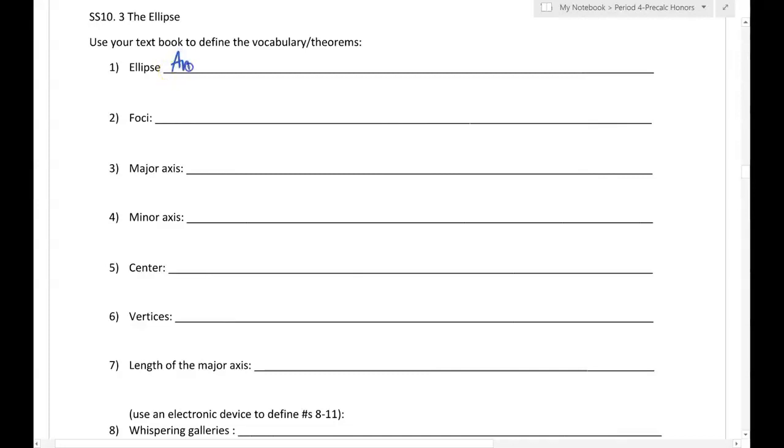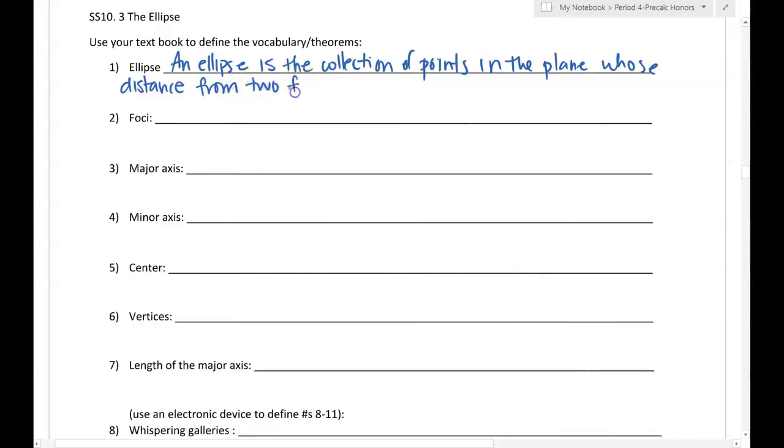An ellipse is the collection of points in the plane whose distance from two fixed points, these two fixed points are also known as the foci, add up to a constant number. Okay.